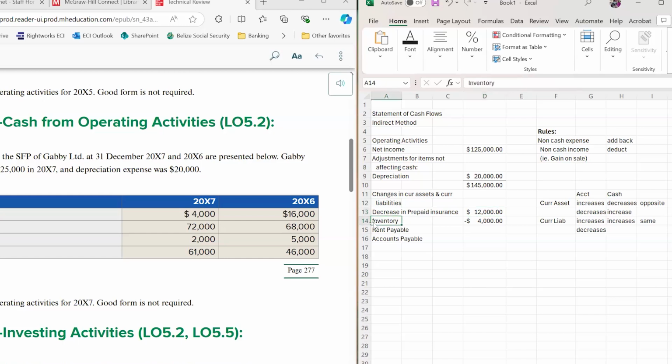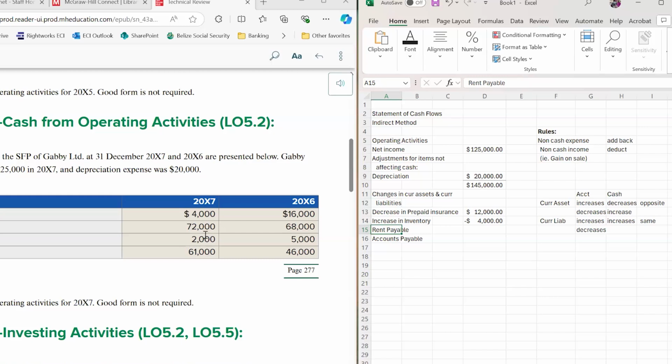Here, inventory was actually an increase in inventory. So because it's an asset, we do the opposite and we subtract the change in inventory of 4,000. Now we're looking at rent payable, which is the one I was thinking of when I was doing prepaids. But for rent payable, now we're in the liability section. So rent payable and accounts payable are liabilities.